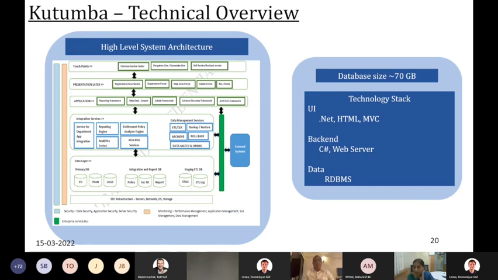Kutumba database is approximately 70 GB, and the technology stack used is .NET and HTML for the UI. The backend is mainly C# and web server, and RDBMS is used for the data.